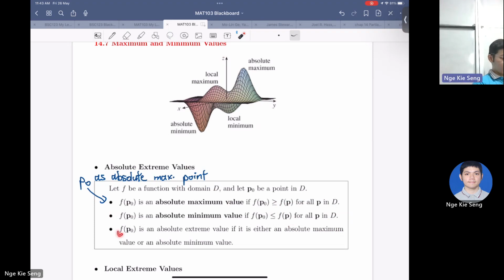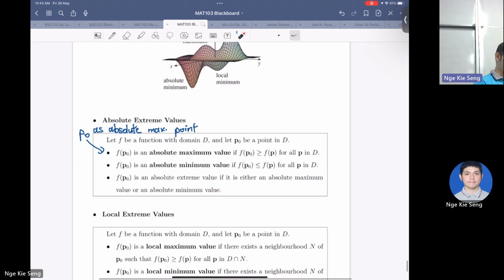So next thing is, F of P naught is an absolute extreme value if it is either an absolute maximum value or an absolute minimum value. If it is either one, we call it an absolute extreme value. More specifically, you can say whether it is maximum or minimum.